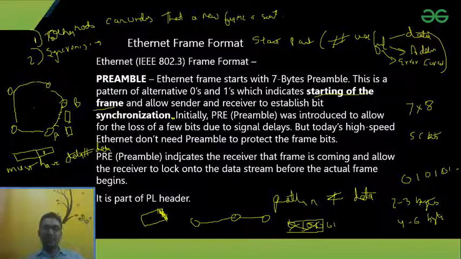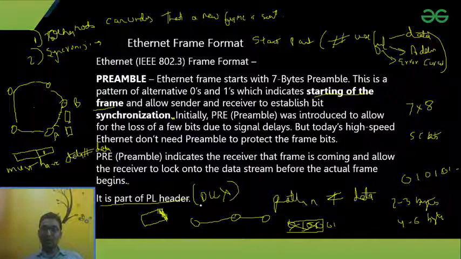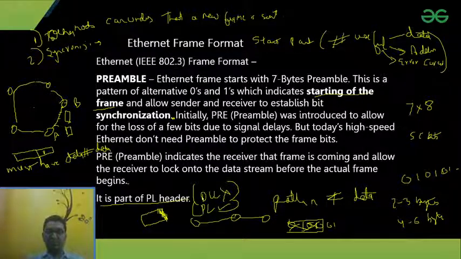Fine. Preamble indicates to the receiver that a frame is coming and allows the receiver to lock onto the data stream before the actual frame begins. So that is how the receiver gets to know about the starting of the data. It is part of the physical layer header, so it is added by the physical layer. It is not involved with the data link layer in any way. It is involved with the physical layer. The physical layer adds this preamble in the data.